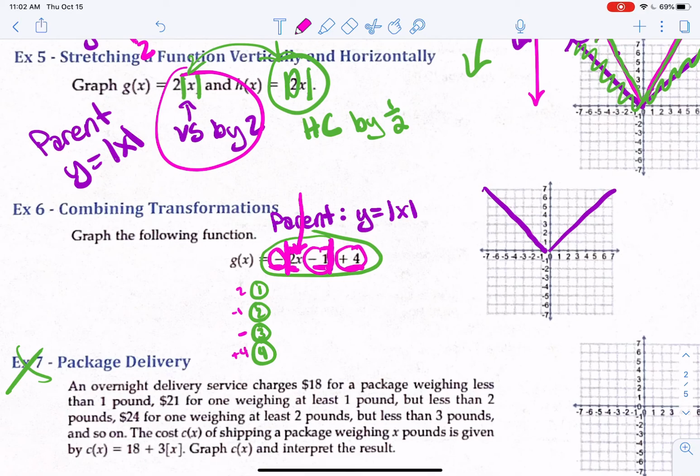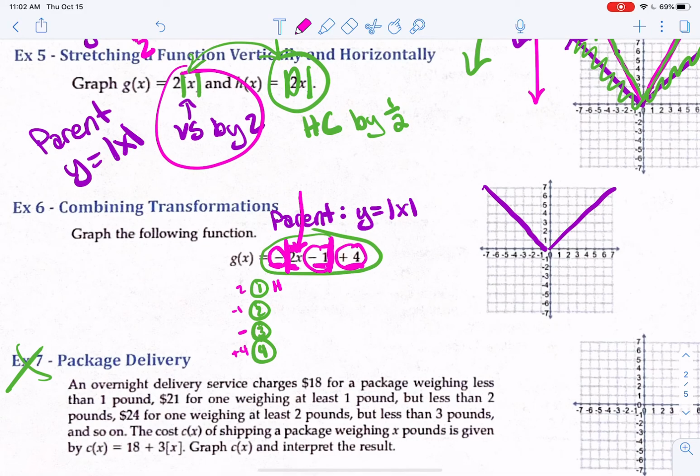Okay, so let's talk about number 1, what that 2 is doing. That 2, since it's inside of parentheses, is going to be a horizontal compression by 1/2. You take the reciprocal, so horizontal compression by 1/2. The next thing we're doing is the -1, which is going to shift him to the right 1 unit. The negative on the outside is a reflection over the x-axis, and the +4 is up 4. So that's a lot of stuff going on.